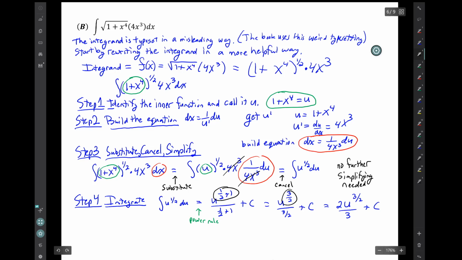1/2 plus 1 is 3/2. That's not terribly difficult. But if you skip this step and try to go from here to here in your head, it's very common for students to make mistakes there. And then finally, we use the fact that dividing by 3/2 is the same as multiplying by 2/3.